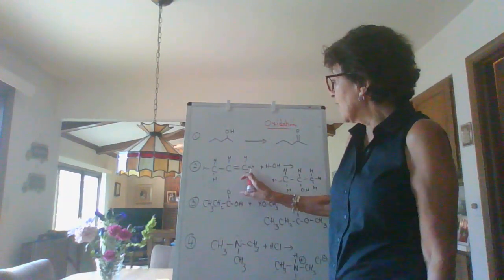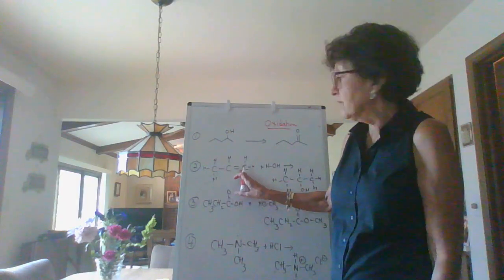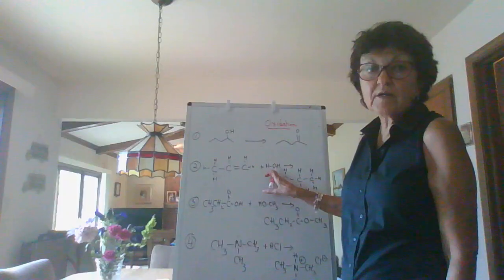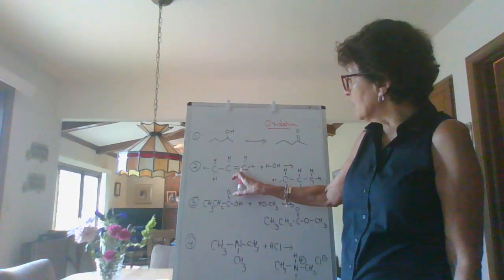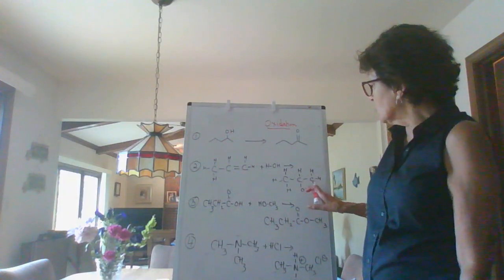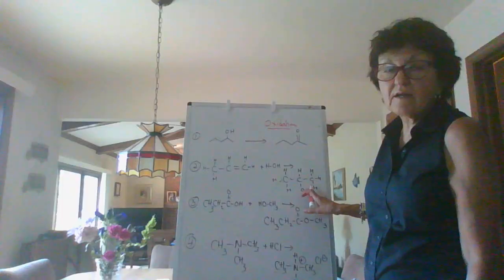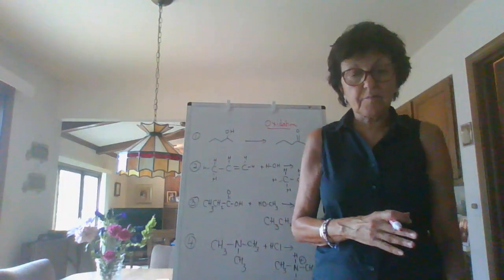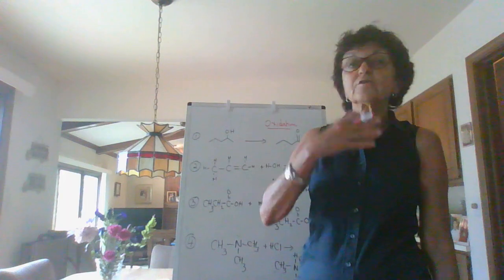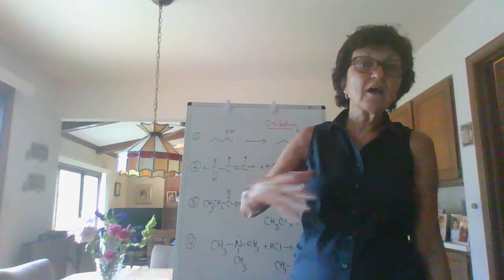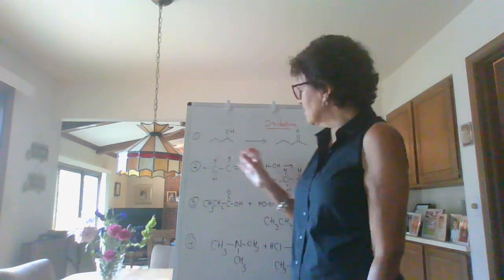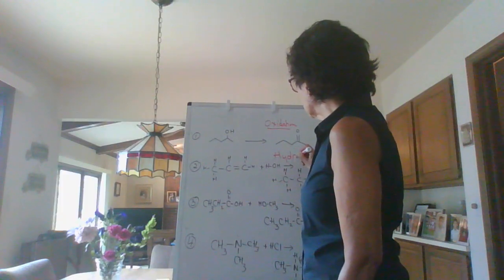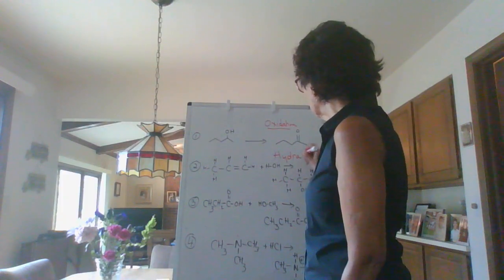Here it looks like we have an alkene. There's a double bond, and we're adding water to it. So we're breaking the double bond, adding an HOH. Do you see that? What is that called when you're adding water to something? When you're adding water to yourself, you're getting hydrated. So this is hydration. That should be an easy one for you guys.